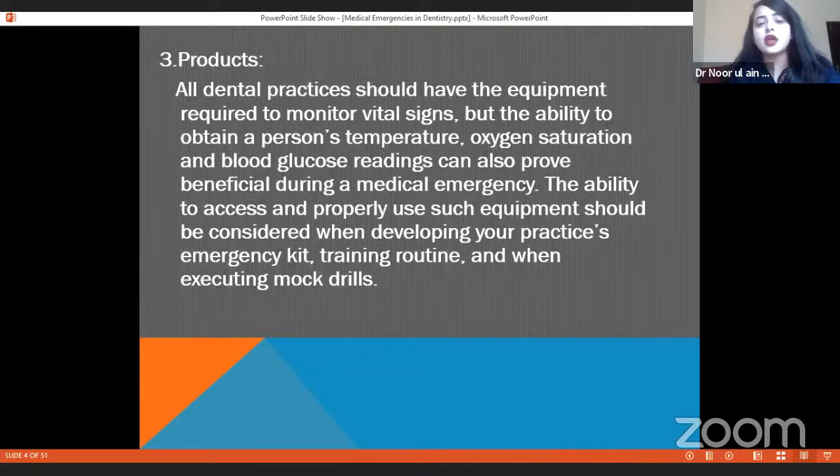All dental practices should have the equipment required to monitor vital signs, and the ability to obtain a person's temperature, oxygen saturation, and blood glucose readings can prove beneficial during a medical emergency. All dental practices should have all the equipment, the first aid box, and all the requirements, and they should be trained enough to monitor the vital signs. This includes the people working with you, like your assistant and the receptionist. The ability to access and properly use such equipment should be considered when developing your practice's emergency kit, training routine, and when executing mock drills.